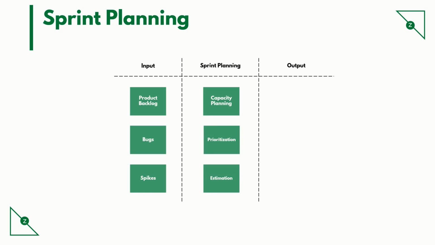So what happens in sprint planning? We have capacity planning both at individual level and team level. We have story prioritization by the product owner. The team does estimation both for stories and underlying tasks.